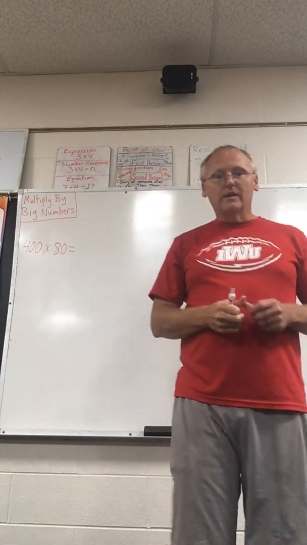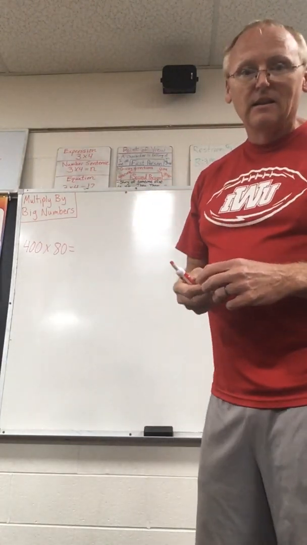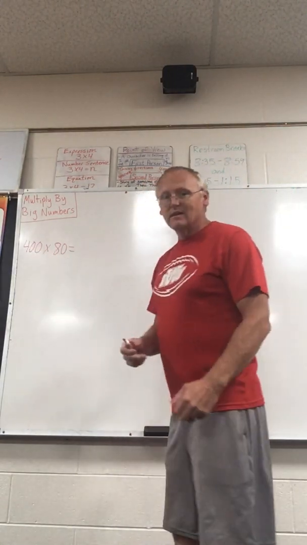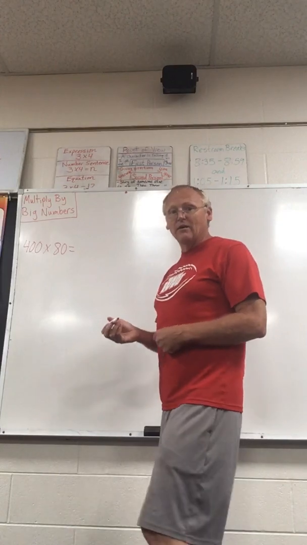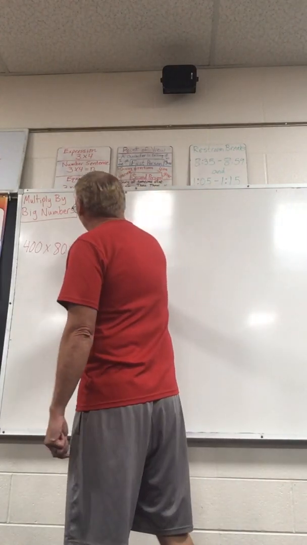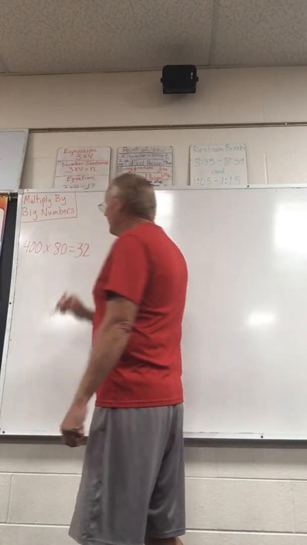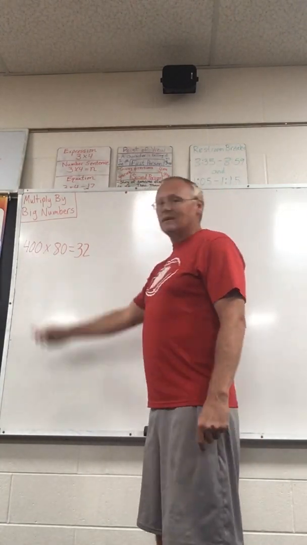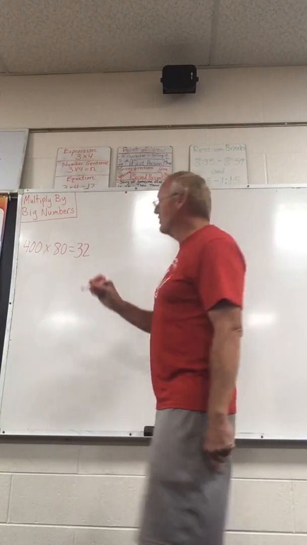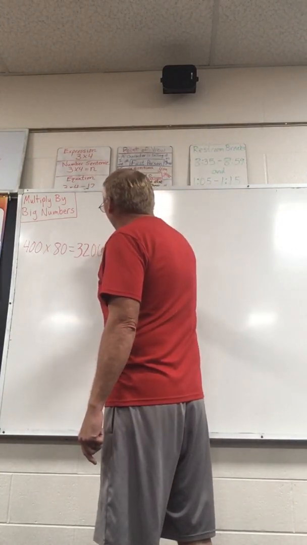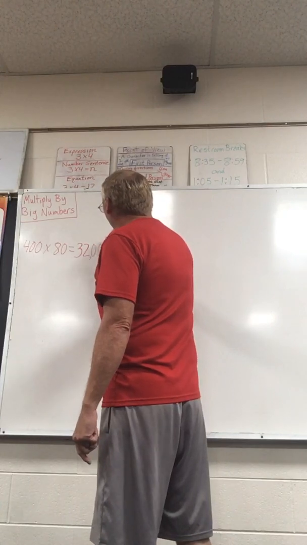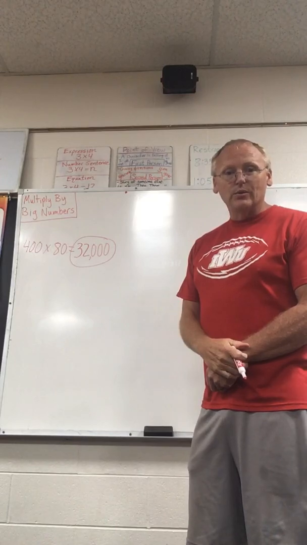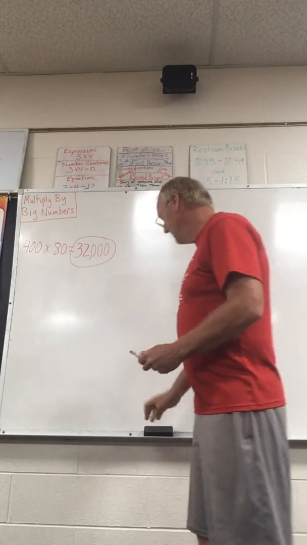Okay, 400 times 80. So you look for the basic fact. That would be 4 times 8. And if you did enough practice, you probably know now that 4 times 8 is 32. Now you simply count how many zeros in the problem. 1, 2, 3. So there's 3 zeros in your answer. So that gives you a product of 32,000. Let's try another one.